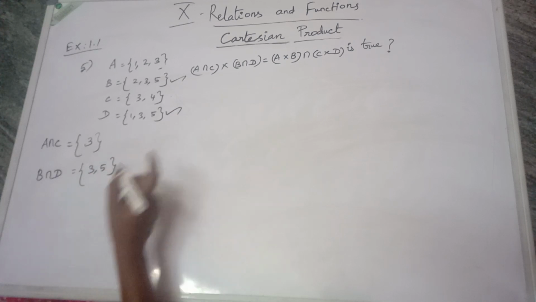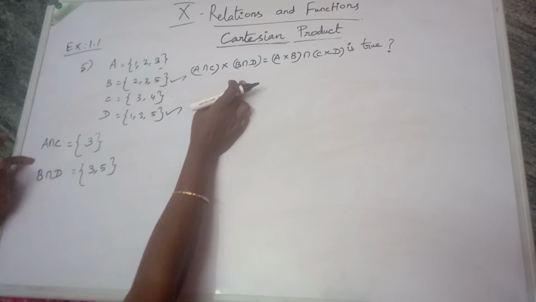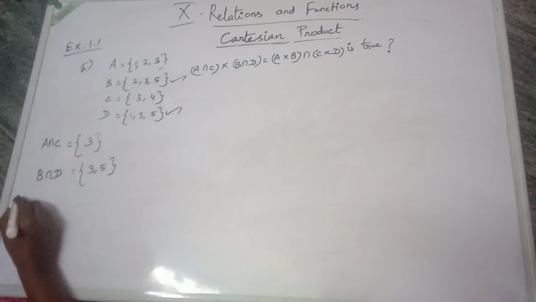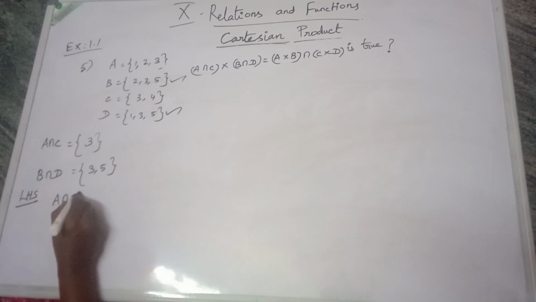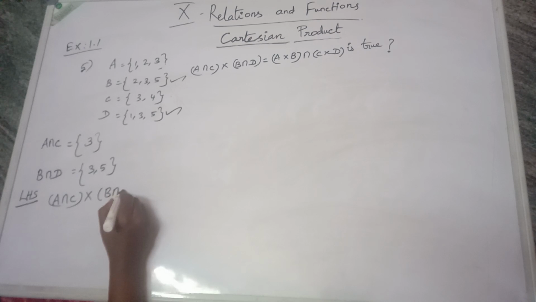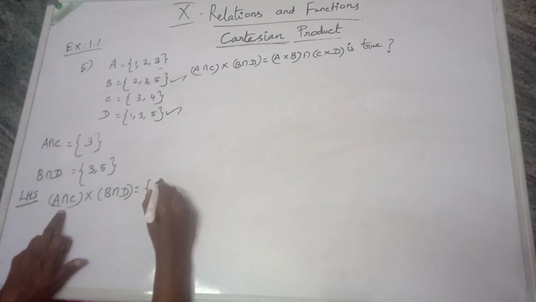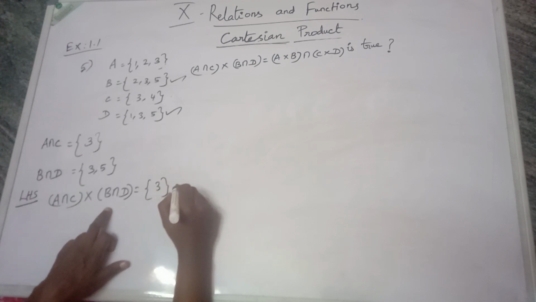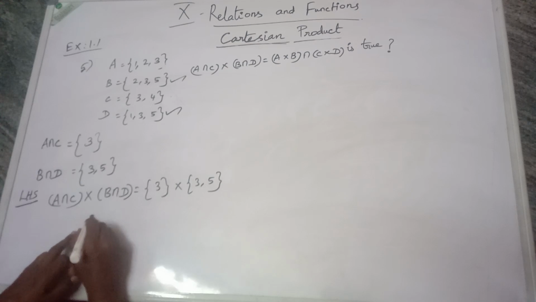And then A cross B. First, on the left hand side, we have found A intersection C and B intersection D. Then I am going to find the left hand side totally. What is the left hand side? It is the Cartesian product of A intersection C and B intersection D. A intersection C, as we already found, is the singleton set 3, cross B intersection D, which is 3 comma 5. So just write the Cartesian product.